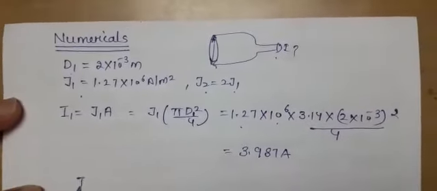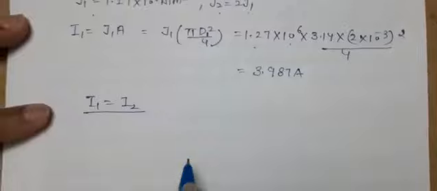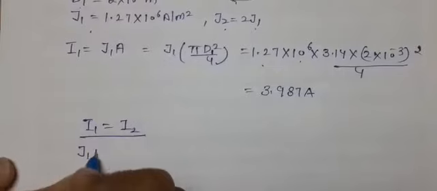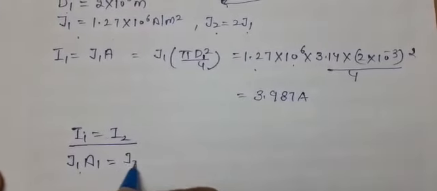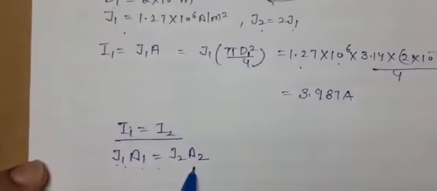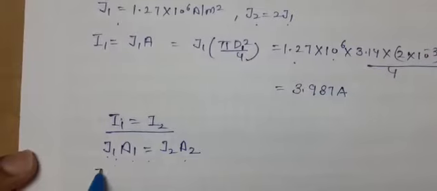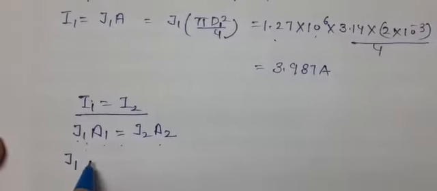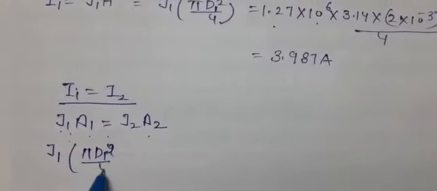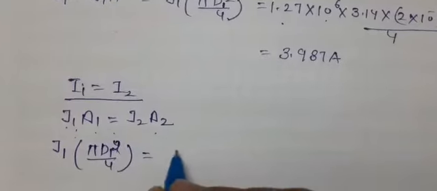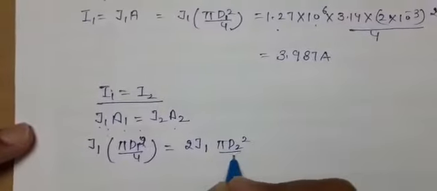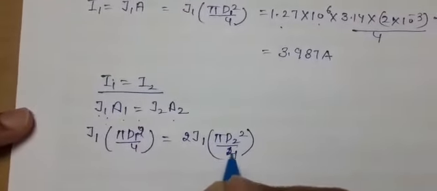Now, for steady flow, the current will be the same at every cross section. So it means that current density multiplied by area for both constrictions will be identical. Current density at the left constriction and area at the left constriction, pi d1 square upon 4, equals current density at the right constriction, which is 2 times the initial one, into the area of the right constriction, pi d2 square by 4.